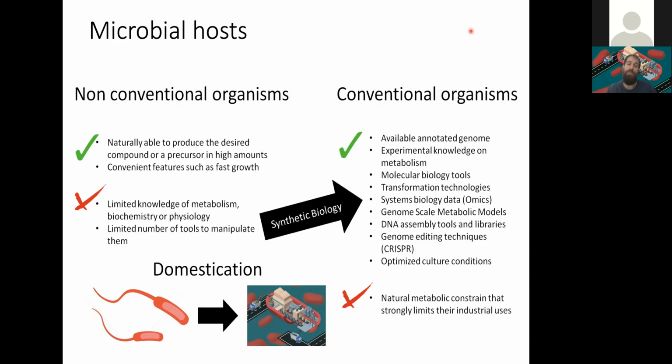And here the non-conventional organisms come into place, and this is like 99% of them, right? They are more limited in the amount of knowledge and tools that we have, but they could have big potential to be selected for bioproduction, because they might already be producing the compound or its precursor. And the good thing is that now, with synthetic biology, it's easier than before, at least, to convert these non-conventional organisms into conventional ones by using synthetic biology tools and going through this domestication process.